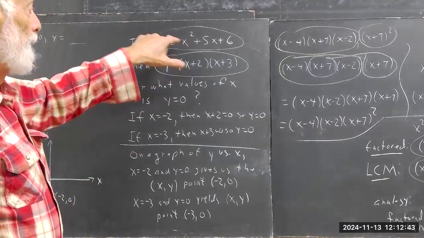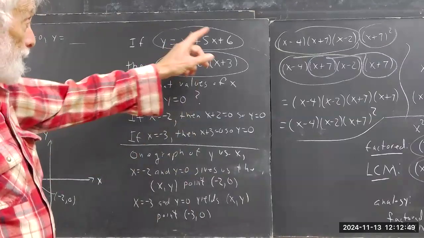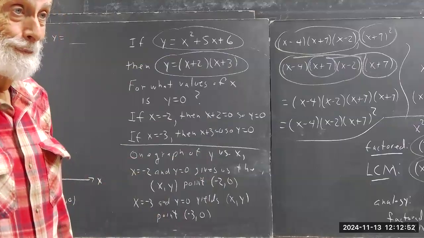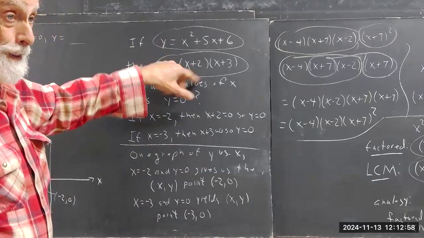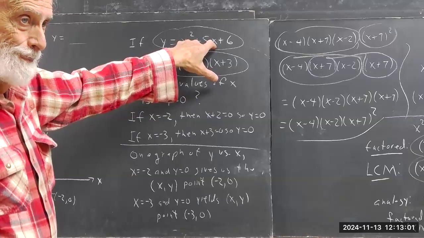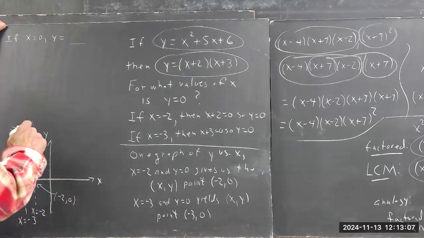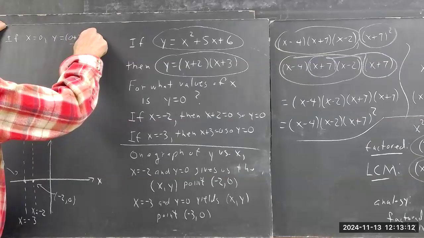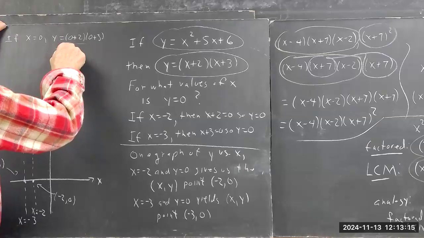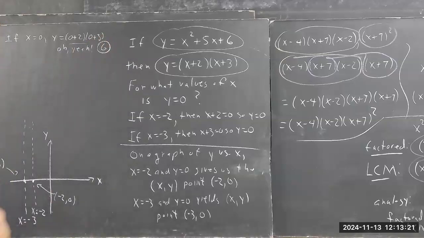And of course, if you plug 0 into this form, it's even easier. You don't have to multiply anything at all. If X is 0, this is going to be 0, this is going to be 0, and you're going to be left with 6, right? It's going to be the same either way if I factor it, because this is always equal to this if my factoring is correct. Okay, so if x equals 0, y equals, well, 0 plus 2, 0 plus 3, oh yeah, that's 6, right?